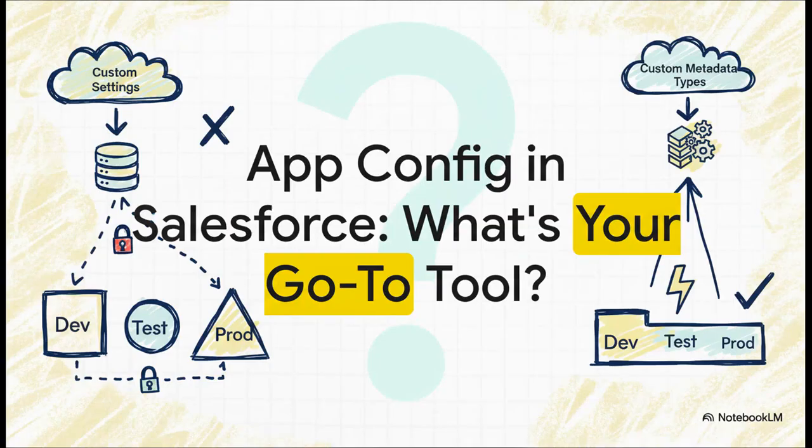Okay, let's really dive in. So picture this. You're building a new feature. You need somewhere to stash a URL, maybe an API key or a list of discount codes. What's your gut reaction? What's your go-to tool in that Salesforce toolkit? Because that decision has way bigger consequences than you might think.